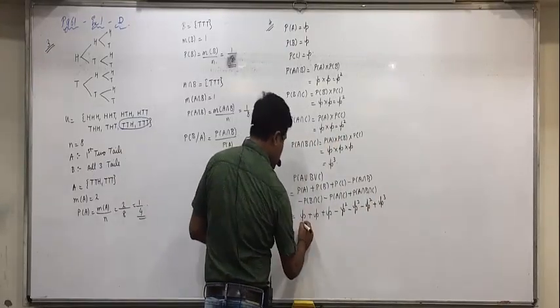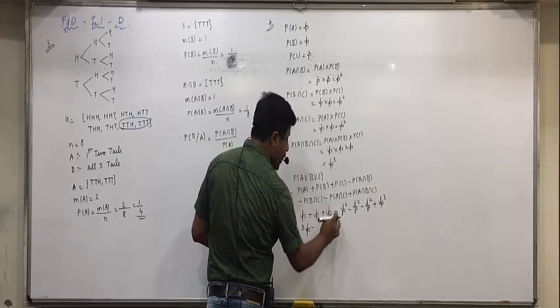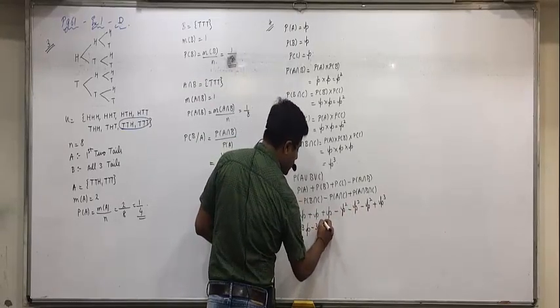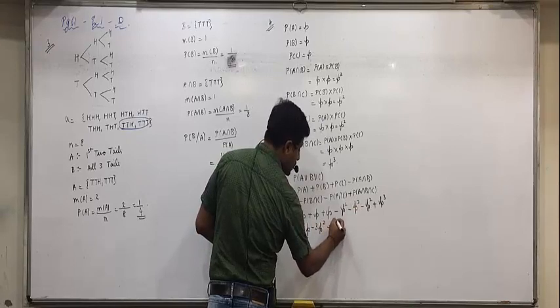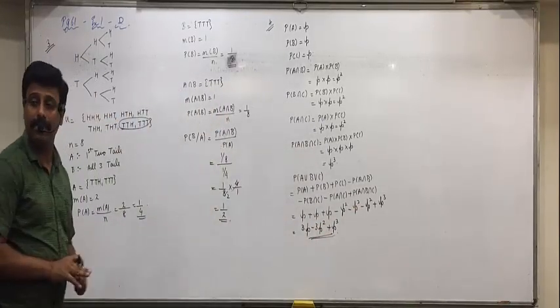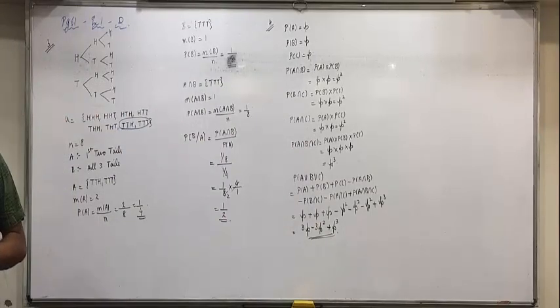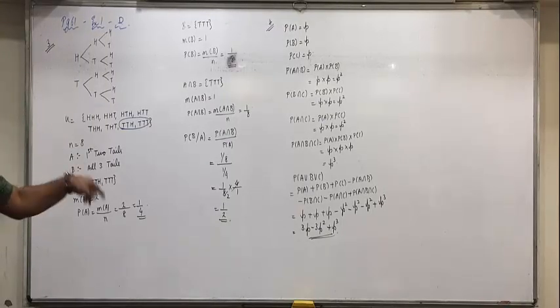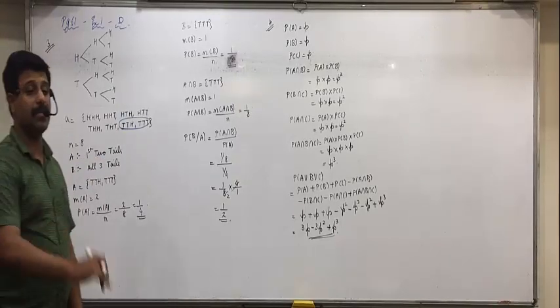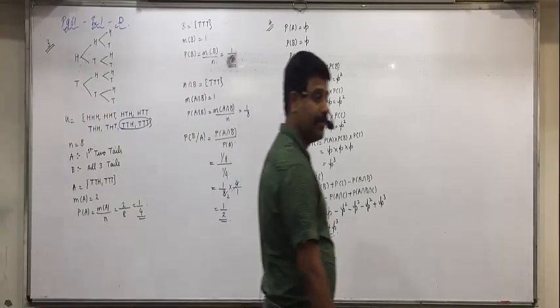P plus P plus P, 3P, minus P square minus P square minus P square, minus 3P square plus PQ. This is the final answer. You are asked the question, find the value of A union B union C in terms of P. So this is the answer in terms of P, 3P minus 3P square plus PQ. Did you understand this, everyone?